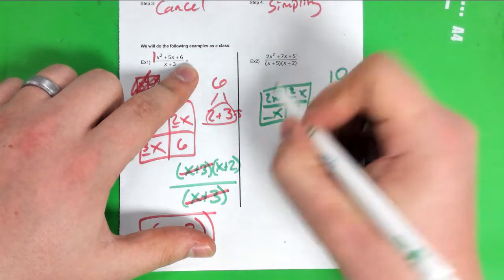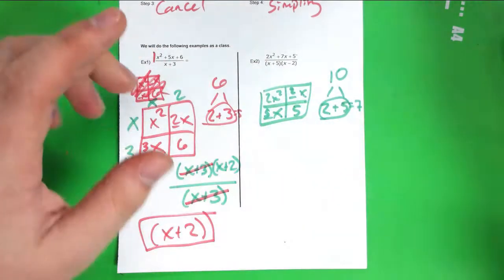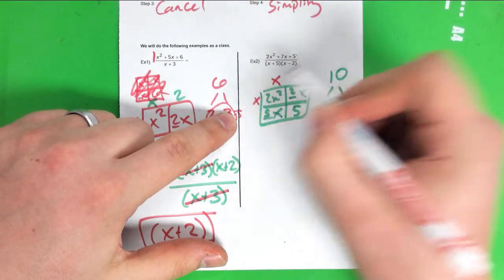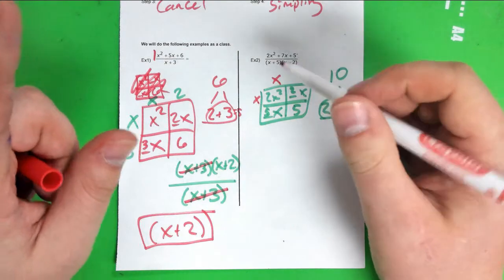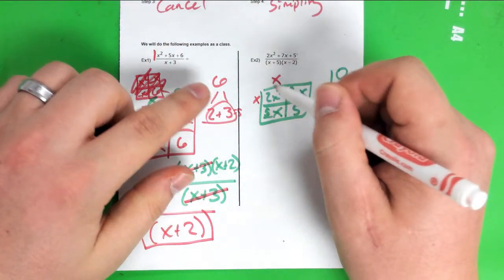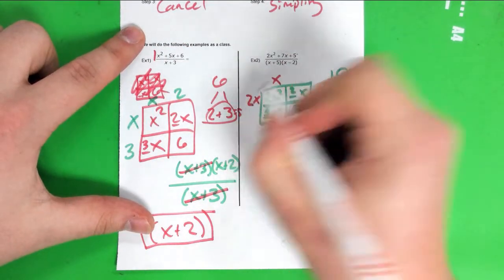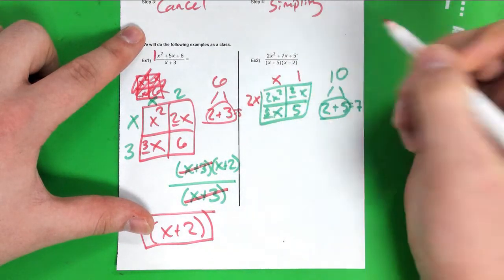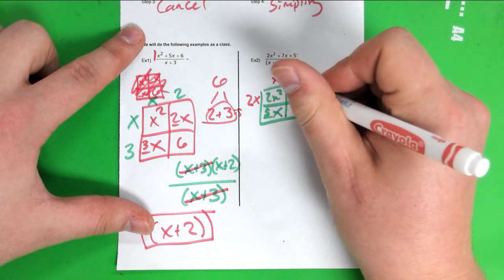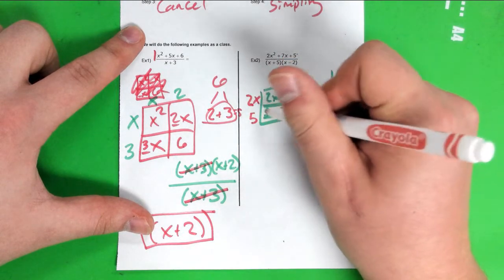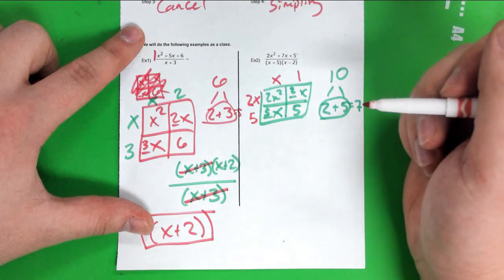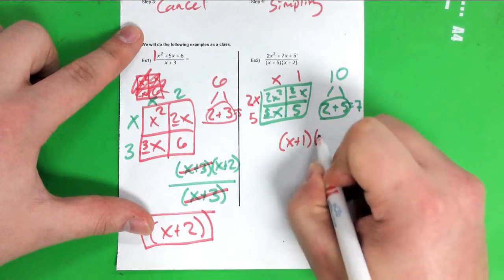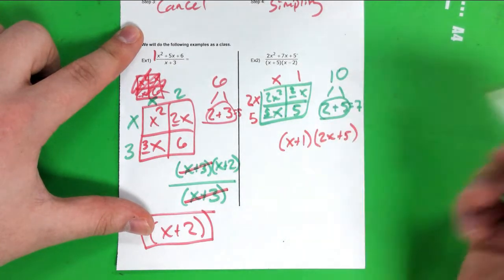I've got 2 and 5. Now, on the outside here, I know it's going to be x times x, because that makes x squared. But then I need to figure out where that 2 is going to go, because that needs to be a 2x squared. So I want to put it on the left side over here. Because if I do, then I can easily go 2x times 1 makes 2x. And then x times 5 makes the 5x. So here are my factors. I factor the top. I got x plus 1 times 2x plus 5, just like that.